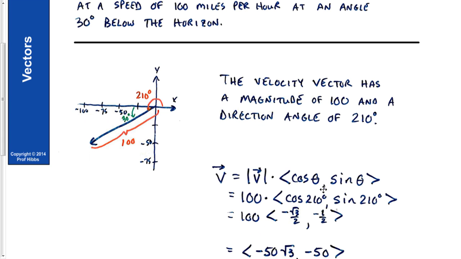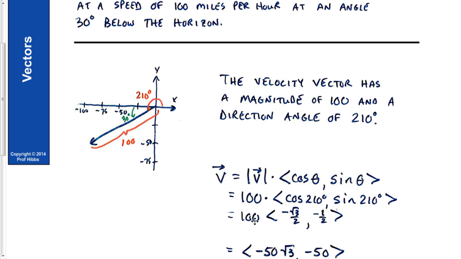Now here I'm calling the direction angle by the name theta rather than alpha, but obviously it's equivalent. And I got a little bit lazy when I was writing in the magnitude. I just used one absolute value here. But the vector v that we're referring to here is the magnitude of v times the components of cosine theta and sine theta, which are the direction angles. Well, in this case, the magnitude of v is 100, and this direction angle is 210 degrees. So I've calculated the cosine of 210 degrees and got negative square root of 3 over 2. Calculated the sine of 210 degrees and got negative 1/2.